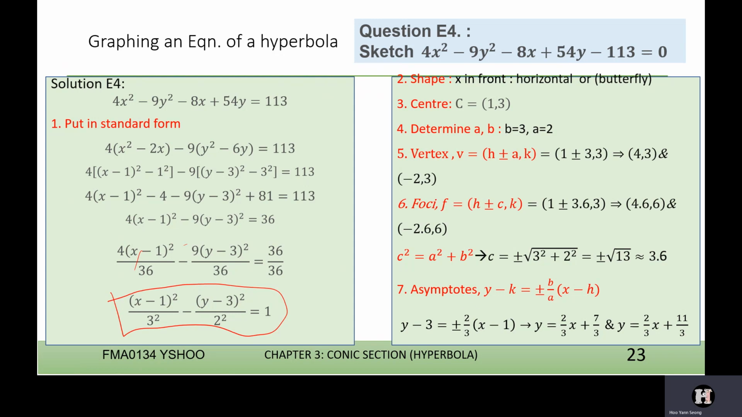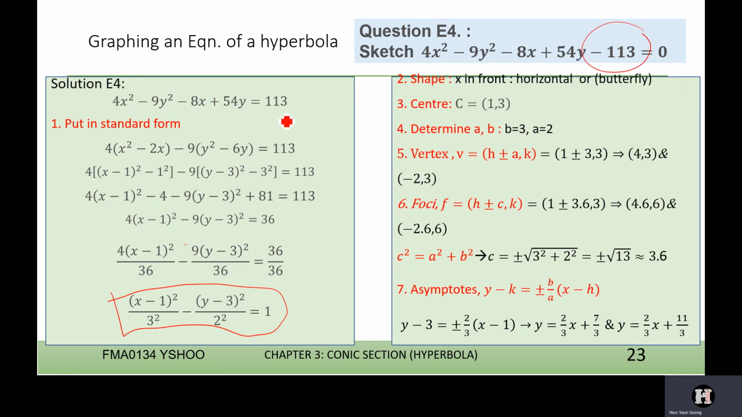If it is not a standard form, you cannot make any conclusion. So how do you get to the standard form? You need to do completing the square. While doing the completing the square, just now we saw that it is x with x, y with y, then the one without any x or y, you throw it to the other side. So the first thing we don't want is our 113.